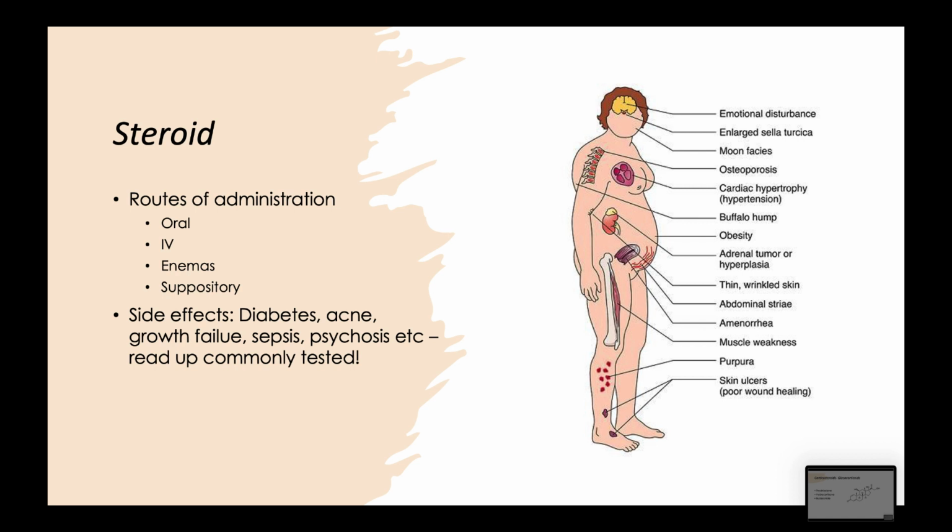So in terms of routes of administration, it can be taken orally, via IV, enemas or suppositories. So here's a brief list of side effects. You should try to learn them, and they like to ask about side effects of steroids a lot. They can easily list 5 of them and then ask you to identify the one that's most likely or the one that doesn't occur in steroid use.